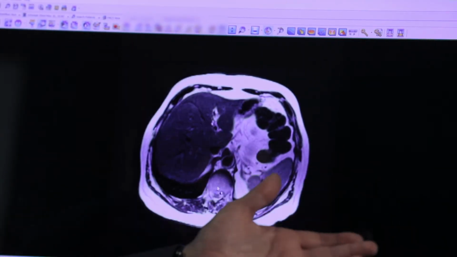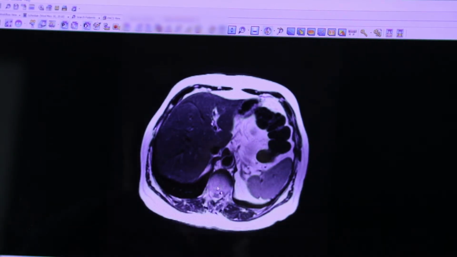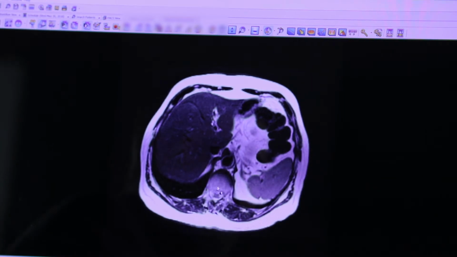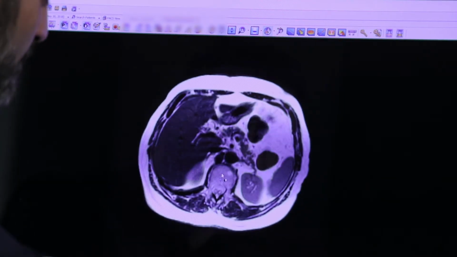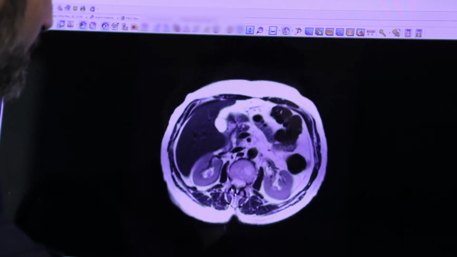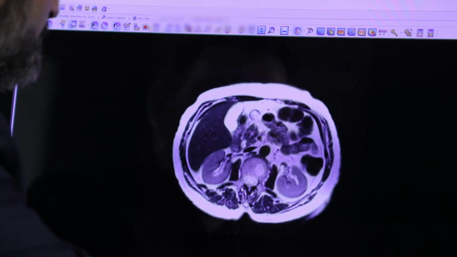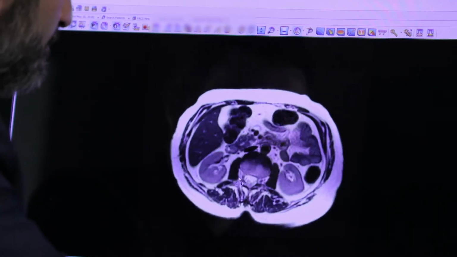MRI, the only thing it's not good for is the areas that contain air. That would be the colon or the lung. So hardly ever is an MRI ordered for those purposes. I'll go down a little bit more and show you a couple more images here, where we have the kidneys coming in. Here's the gallbladder, nice and bright.